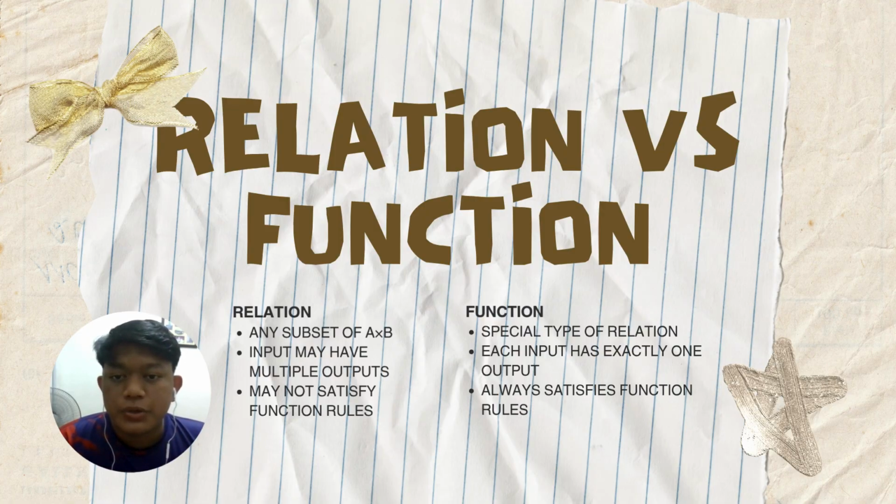This table shows the differences between a relation and a function. A relation is simply any subset of A times B. So, one input can be connected to multiple outputs. However, a function has stricter rules. Every input can only be connected to one output. Therefore, every function is always a relation, but some relations are not a function.